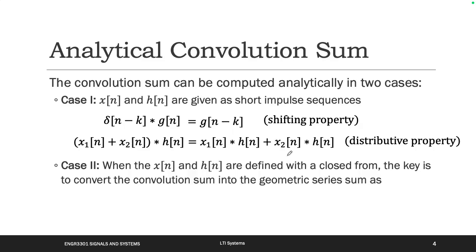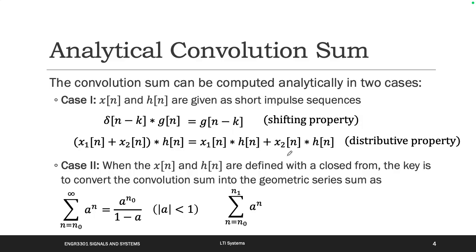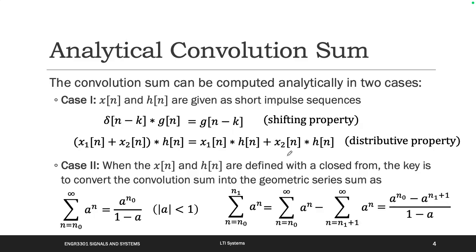Case two is when x[n] and h[n] are defined with a closed form, not just short input sequences. The key is to convert the convolution sum into a geometric series sum, with two different situations. The first situation is this one: if you can convert your convolution sum to this form, then you can use this equation. And if you can convert your convolution sum into this other form, then you can use this equation.